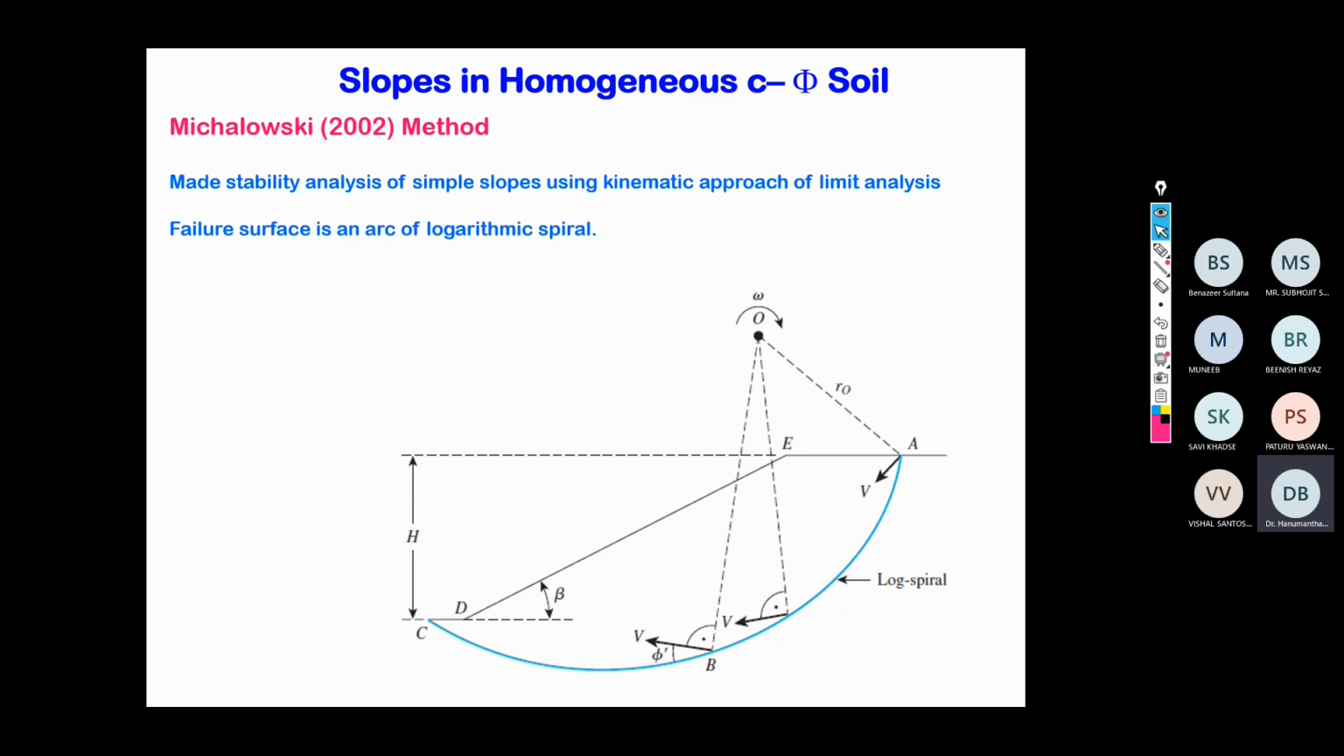Usually the log spiral is the actual failure plane if you look at any book. Most failures happen in the form of a log spiral. But solving the equation by taking the log spiral into account is very complicated. That is why it is further simplified and the failure surface is assumed as circular.